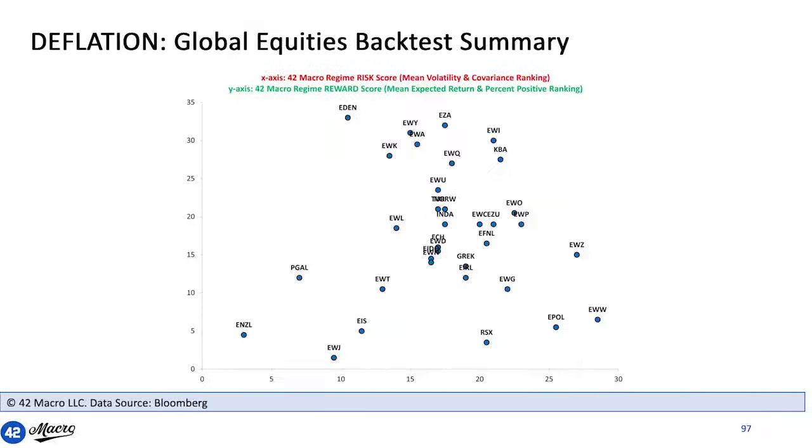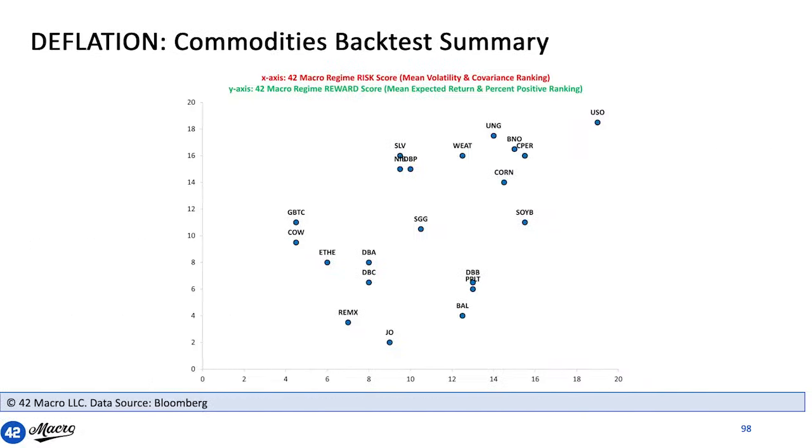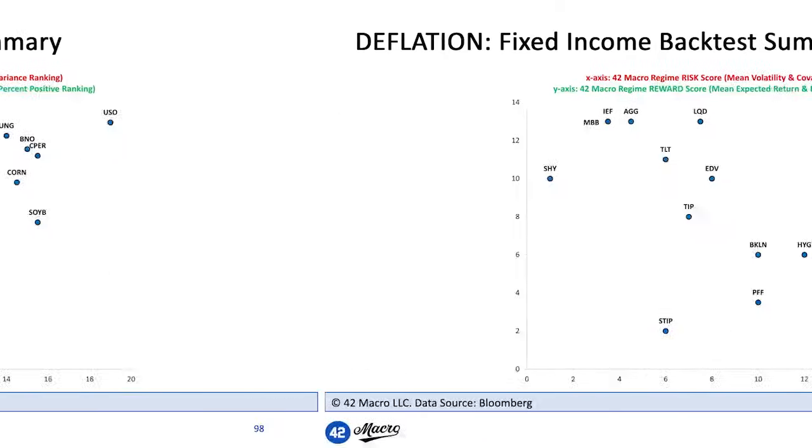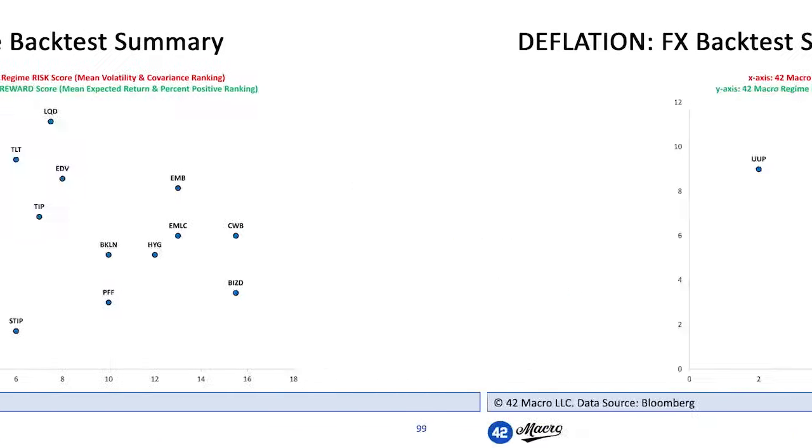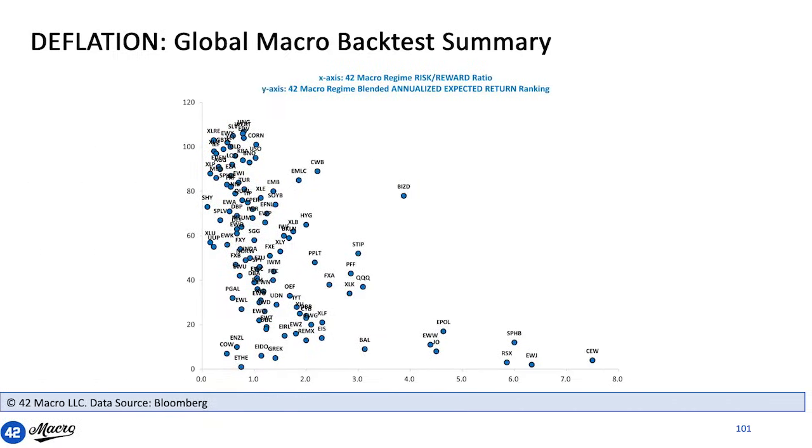Slide 97, looking at our global equities backtest summary. Slide 98 is our commodities. Slide 99, fixed income. Slide 100, FX. And then we dump it all in one chart. So the x-axis on slide 101, we're taking the y-axis of the previous charts and dividing it by the x-axis from the previous charts, and then we're showing on the y-axis just ranking the annualized expected returns from each of those back tests.